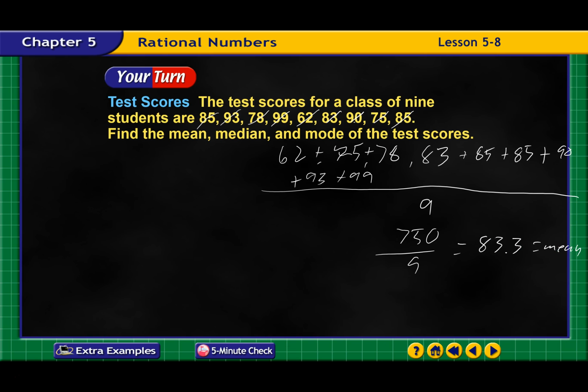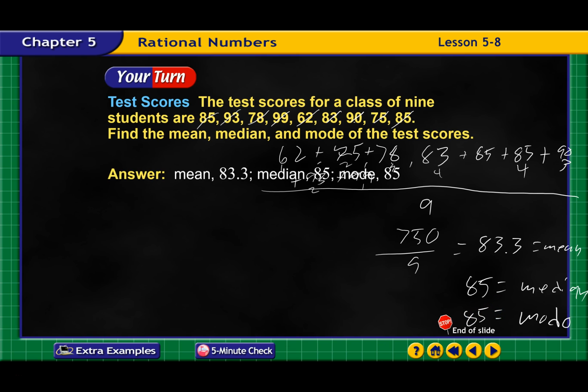So my median, let's see, I go 1, 1, 2, 2, 3, 3, 4, 4, 5. So my median is that one, and my mode is the one that happens most often. There's only one double, so that's also 85. Let's see, 83.3, 85, 85. Sorry for my bad writing there.